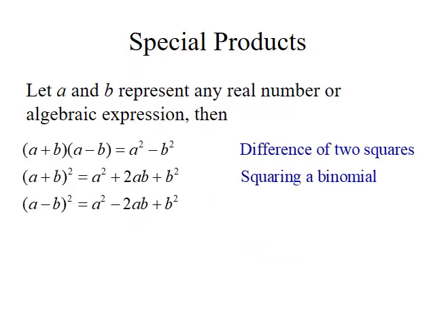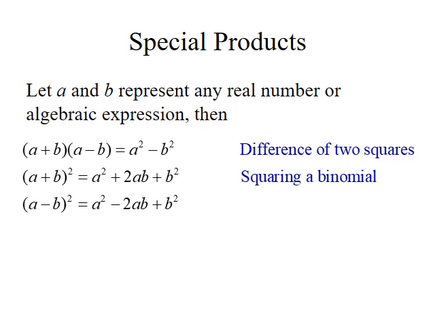Now, there are some special products. Over the years of teaching this class, I have seen some kids love these rules and some kids just don't use them at all. It's really up to you, but I figure I would show them to you. That way you know what they are. So it says, let A and B represent any real number or algebraic expression. Then there are 2 different techniques here.